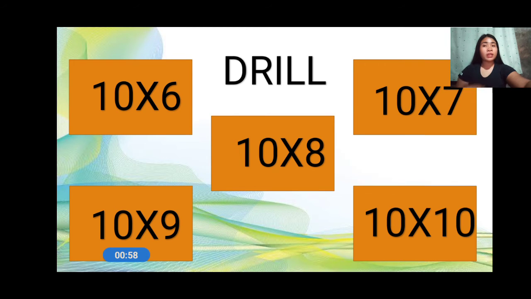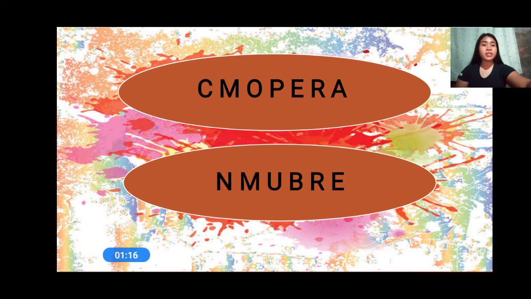So, today, I'm going to show you some jumbled letters, and then we are going to identify what are those words out of those jumbled letters. Do you understand? Okay, so here are the jumbled letters. The first one is CMOPERA, and the second one is NMUBRE. Okay, so the first jumbled letters, what word can you get out of those letters?